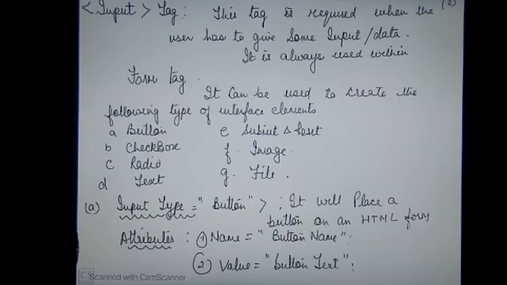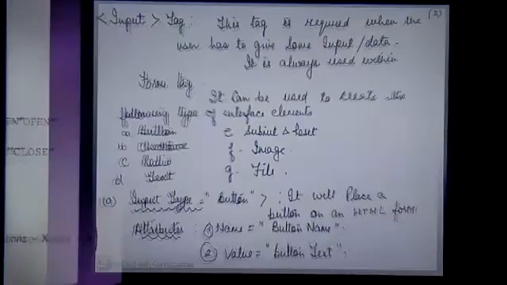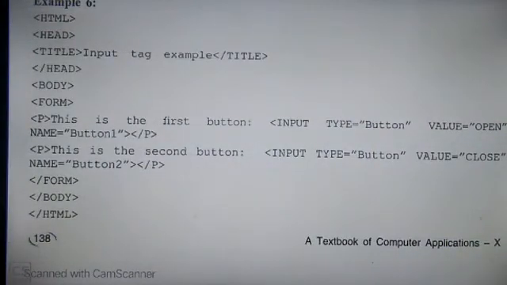Suppose input type is equal to button. It will place a button on the HTML form. So there are two attributes, name equal to button name and value equal to button text. The name specifies the name of the button, and value is the button text, meaning the text that is going to be displayed.